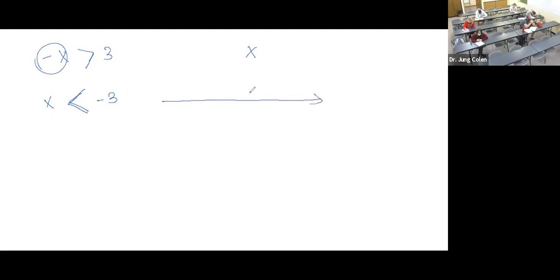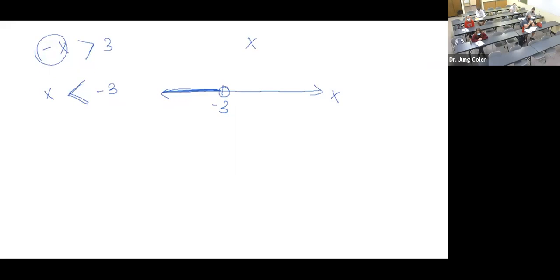So your number line, this number line is for x, not for negative x. So we know -3 and all the values that are less than -3 on the left hand side. And -3 is open or closed? Open. Excellent. So very good.